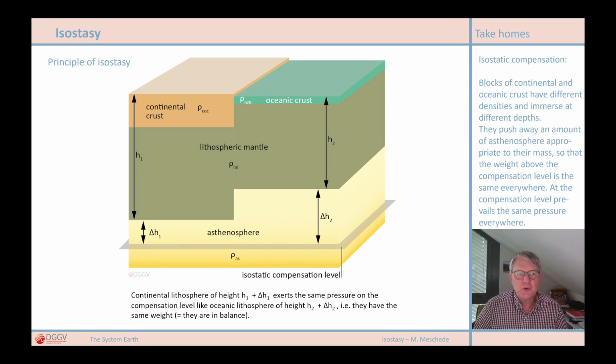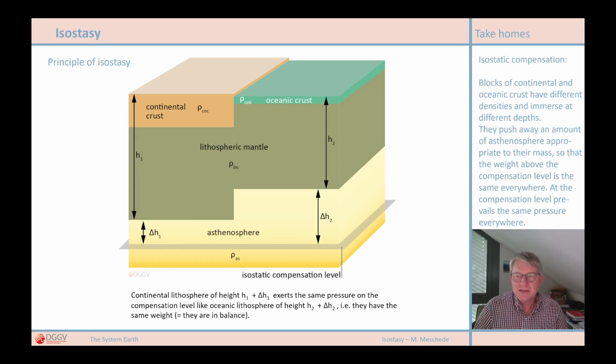Oceanic crust, shown here on the right, is generally heavier than continental crust. It is important that this system is in balance. In this case, the same pressure prevails everywhere on the isostatic compensation level, which is this gray colored plane here in this figure. We can imagine this in the same way as with the water wooden block model. A column above the compensation level must have the same weight everywhere, no matter how high it is and what it is composed of, because then it exerts the same pressure at all points of the compensation level.